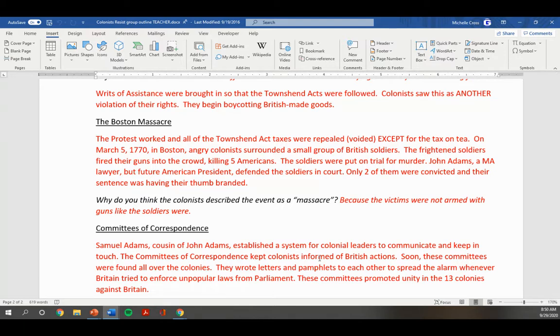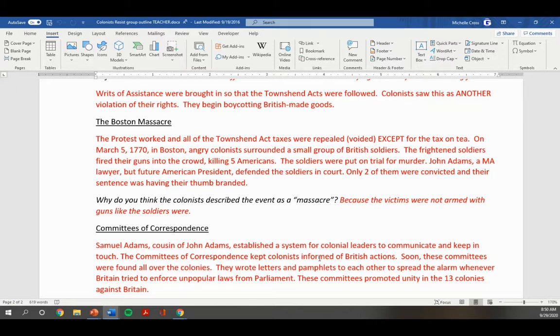Most of the Townshend Acts were repealed except the tax on tea. And on March 5th in Boston, 1770, a bunch of angry colonists, around 200, surrounded a small group of British soldiers. They were harassing them, yelling at them, throwing snowballs and oyster shells at them, and the frightened soldiers ended up firing their guns into the crowd, killing 5.